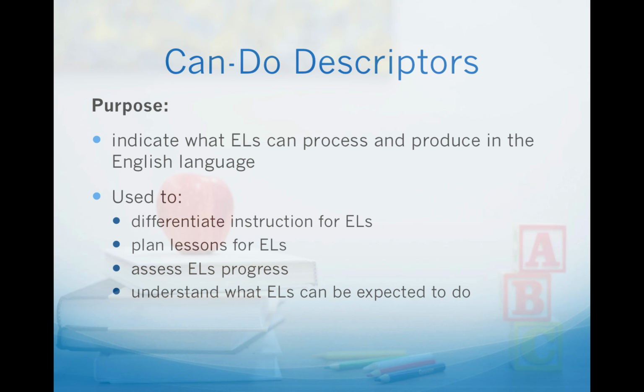Now the can-do descriptors, which are available at www.wida.com, help once you've got that WIDA score because they indicate what English learners can process and what they can produce in the English language. Not where we want them to be, but where they already are and can do. And we can use these descriptors to differentiate instruction, to plan our lessons, to assess English learners' progress, and to understand what English learners can be expected to do.